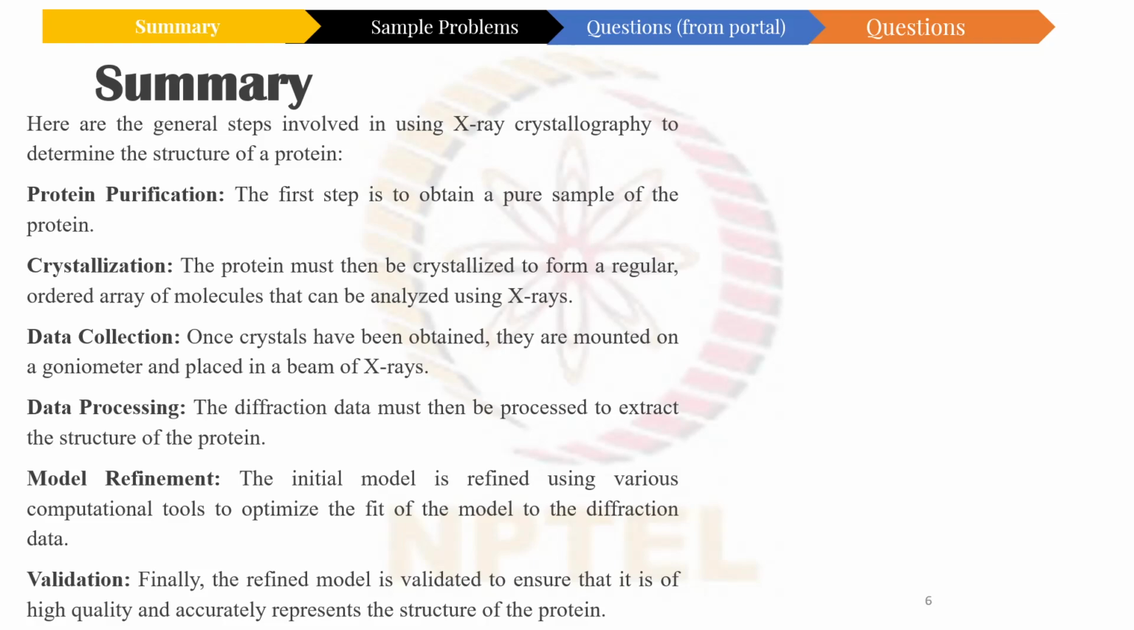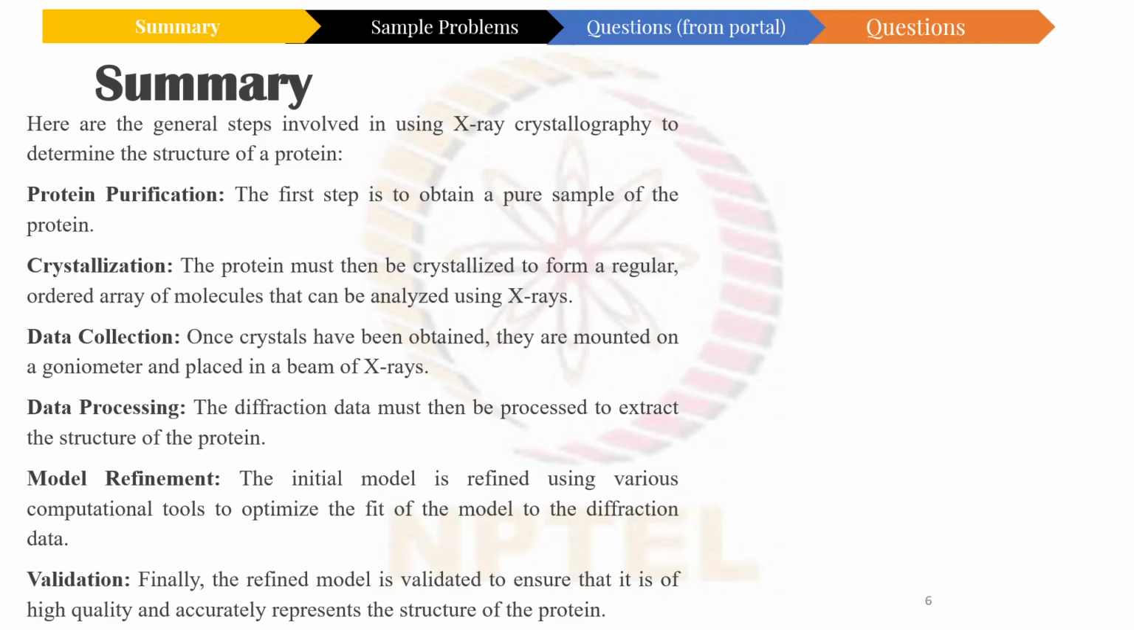Next is the data collection. Once crystals have been obtained, they are mounted onto a goniometer and placed in a beam of X-rays. The X-rays are diffracted by atoms in the crystal, producing a diffraction pattern on a detector. The goniometer is rotated and diffraction data is collected at many different angles to generate a complete data set.